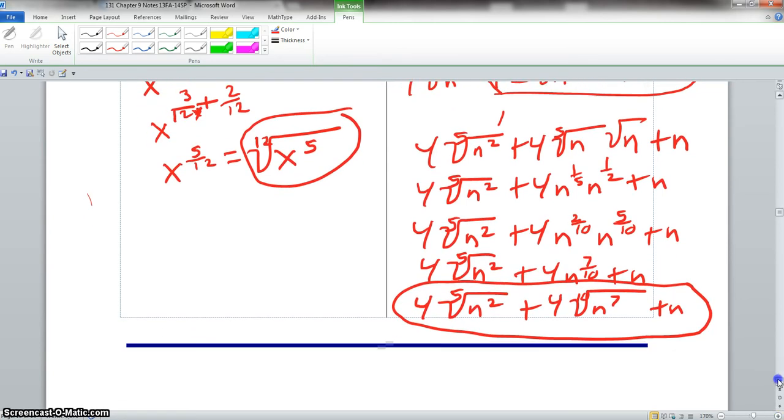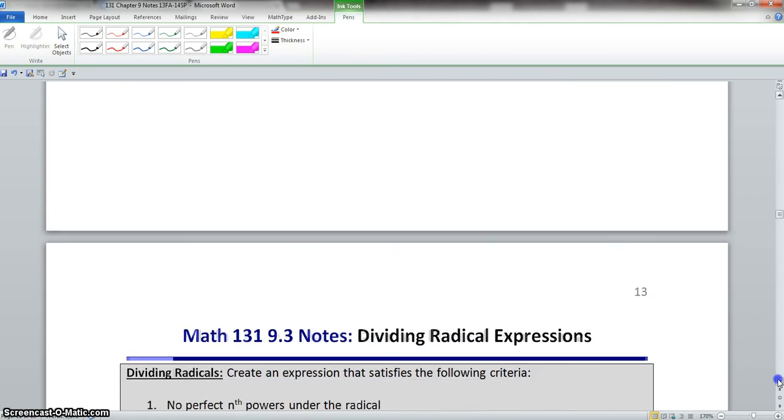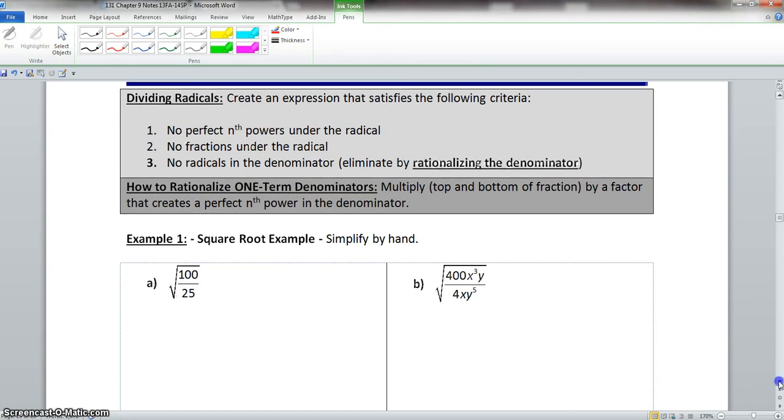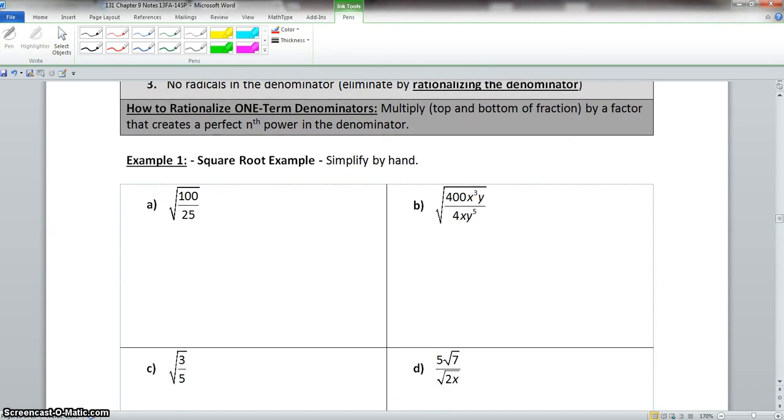Now, we need to scroll on to 9.3, dividing radical expressions. Okay, dividing radicals. Create an expression that satisfies the following criteria. No perfect nth powers under the radical, no fractions under the radical, and no radicals in the denominator. Eliminate by rationalizing the denominator. Now, how to rationalize one-term denominators? Multiply the top and bottom of a fraction by a factor that creates a perfect nth power in the denominator. Okay, you're going to see what this means as we go through the problem.